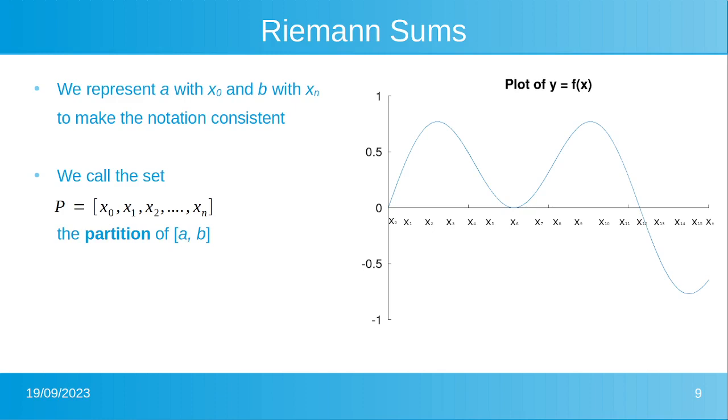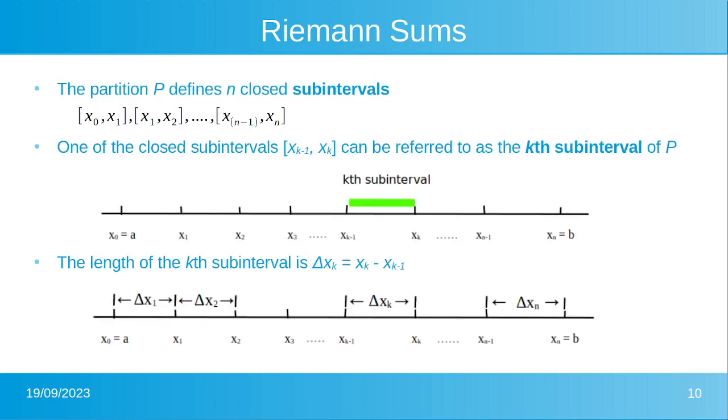And we call the set P equal to x0, x1, x2, and so on to xn, the partition of the closed interval from a to b. That partition P defines n closed subintervals. So our first subinterval is from x0 to x1, and our second subinterval is from x1 to x2, and so on up until the nth subinterval from x_{n-1} to xn.